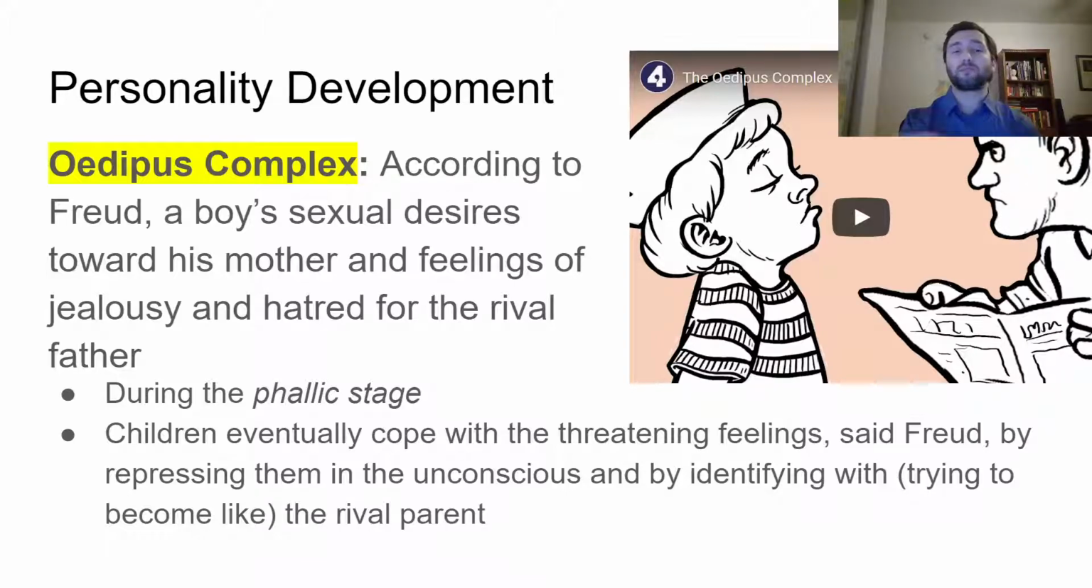Now, what we expect to see in a healthy development would be children eventually coping with the threatening feelings by repressing them into the unconscious and by identifying with the same-sex parent, right? So if I'm a male, with my father, if I'm a female, with my mother, and thus trying to become like that. And we'll see that in this next slide as well. So Oedipus complex, Electra complex.